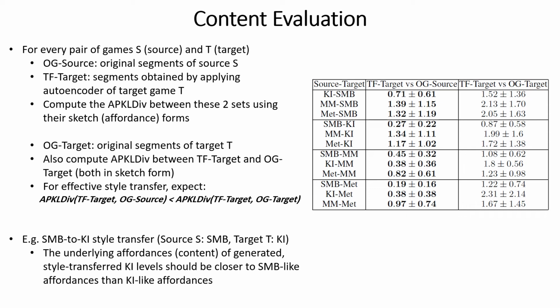And to understand why, consider the example of a style transfer from Mario to Kid Icarus. In that case, we would expect that the underlying affordances or content of the style transferred levels to be closer to Mario-like affordances than Icarus-like affordances. Since we are style transferring from Mario to Icarus in this case, we would want the underlying Mario-like content to be preserved. And in case that's not very clear, I encourage you to look up the paper where this is explained in more detail.